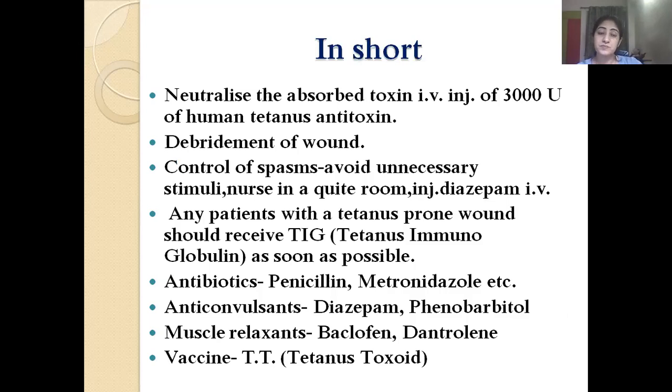In short, neutralize the absorbed toxin. IV injection of 3000 units of human tetanus antitoxin is given. Debridement of the wound should be done. Control of spasms is done. Avoid unnecessary stimuli. Nurse in a quiet room. Injection diazepam IV is given.